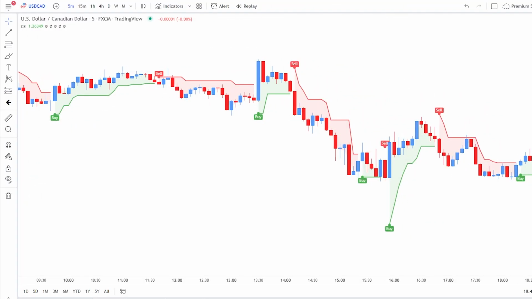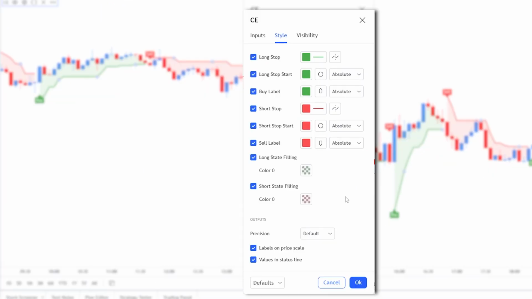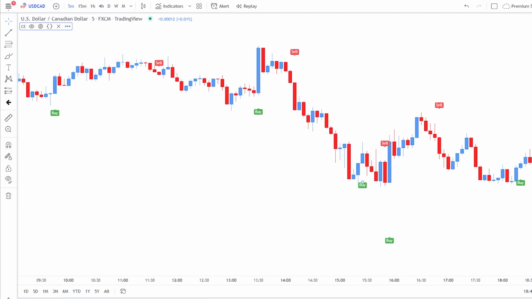Now, if you like the way this tool looks on your chart, that's cool, but if you want a less messy and cleaner chart, follow me along on how you can do that. So go ahead into the style section and basically tick off absolutely everything. Just leave the buy label and sell label ticked on. So it would basically look like this.